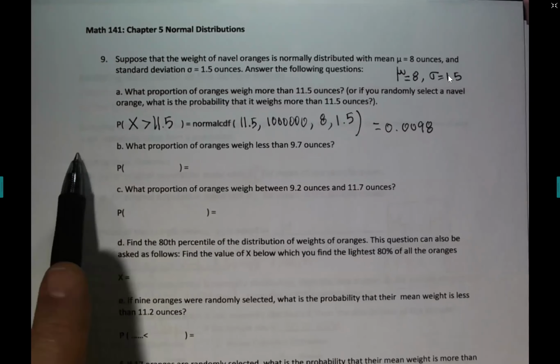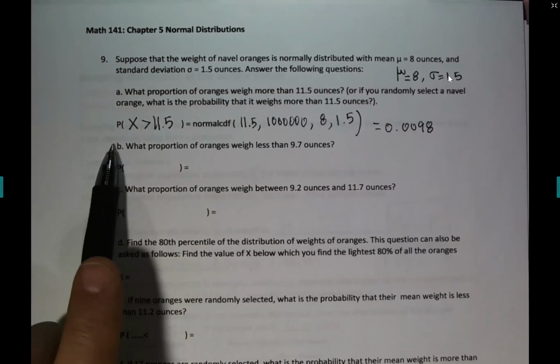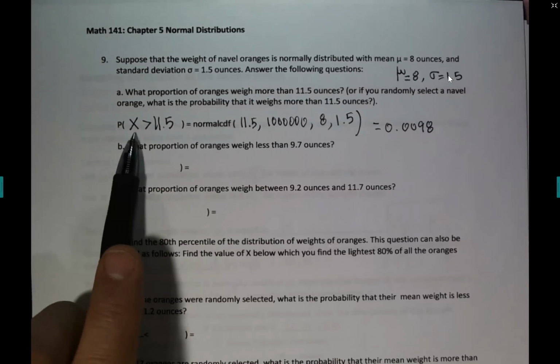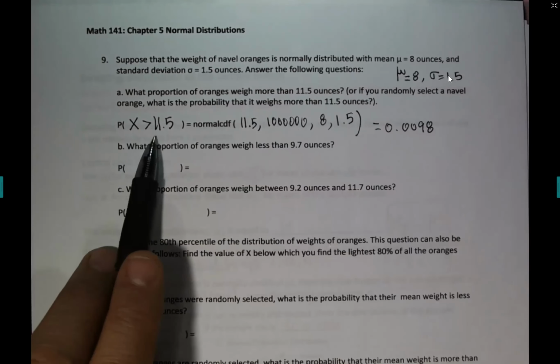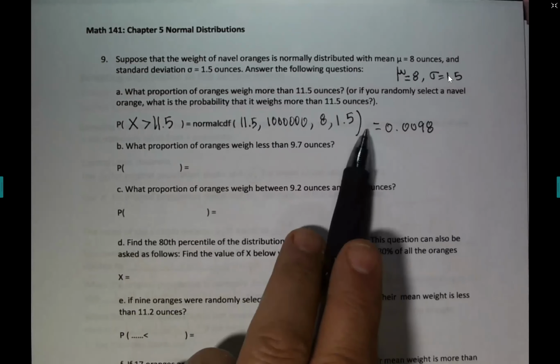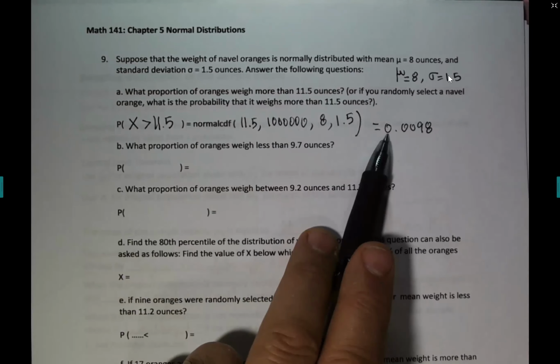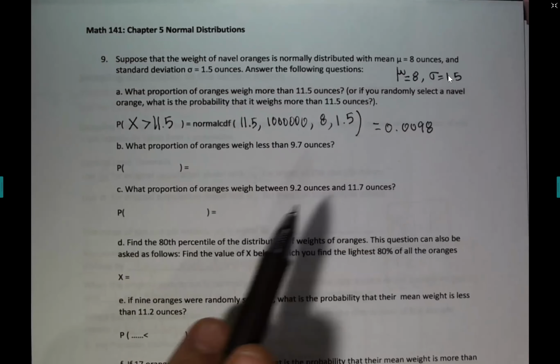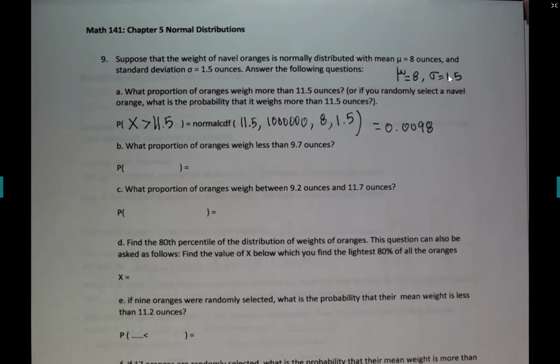When he says what proportion, it's a probability, it's a percent. So the chance of picking an orange that turns out to be 11.5 ounces or more is a very low chance. This is very unusual here. It's called an unusual event because it's less than 5%. What proportion of oranges will weigh less than 9.7 ounces? So it's the same question as part A, guys, but it's a less than.